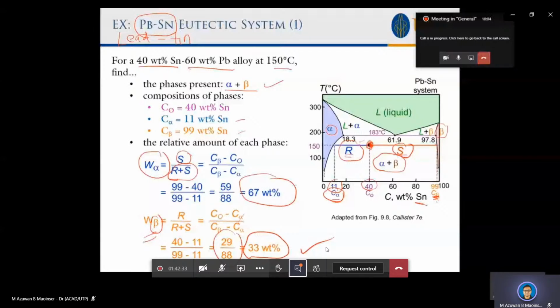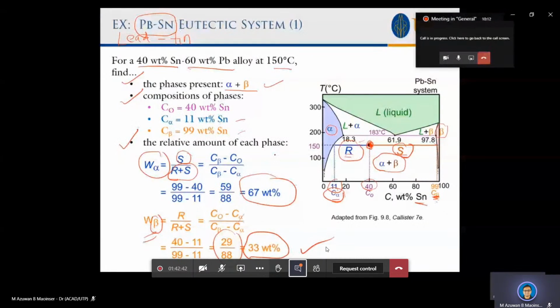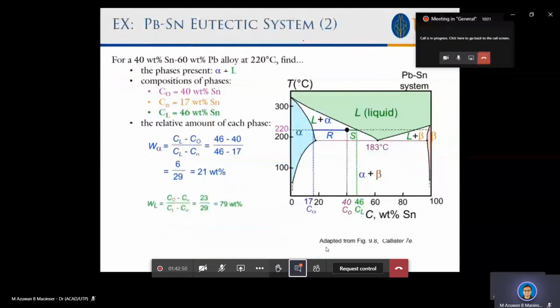So you need to tell what phases are present. You need to tell the composition. You need to tell the amount of the phases present. Voila, that's it. That's system number 1. Oh, sorry. Okay, now let's go into system number 2.